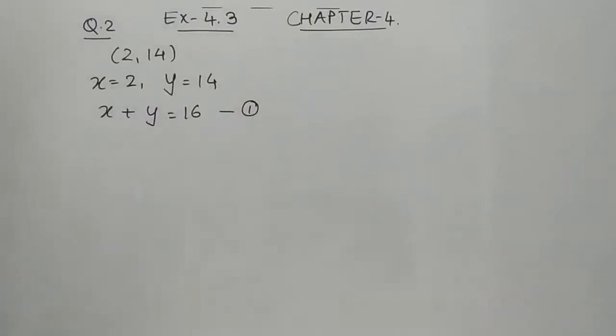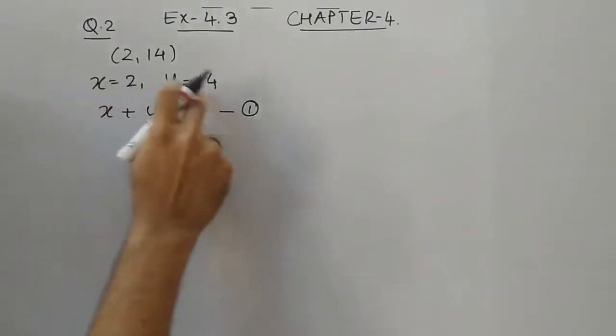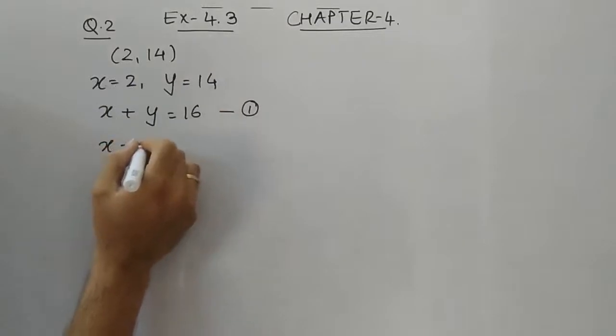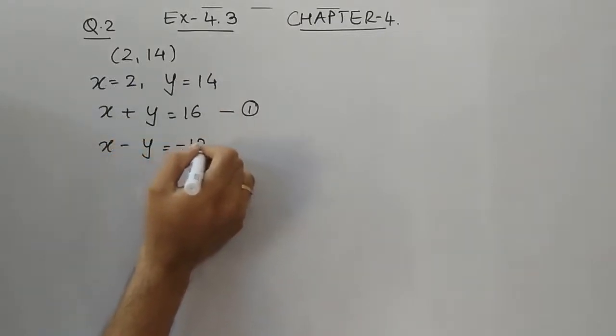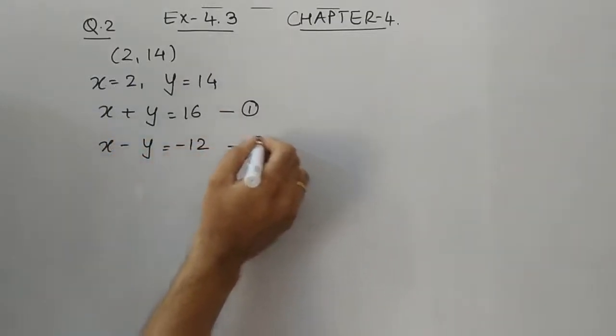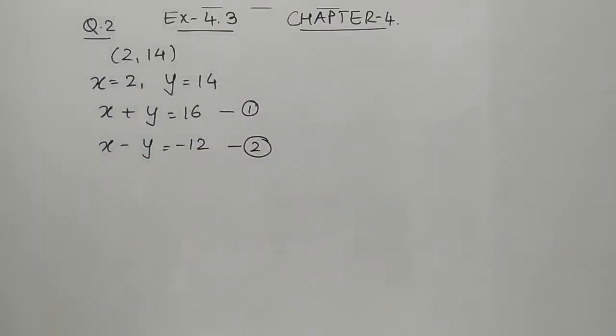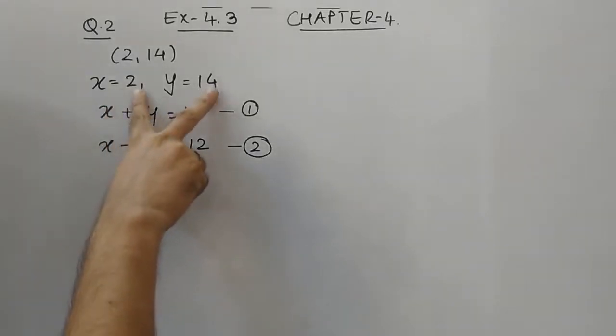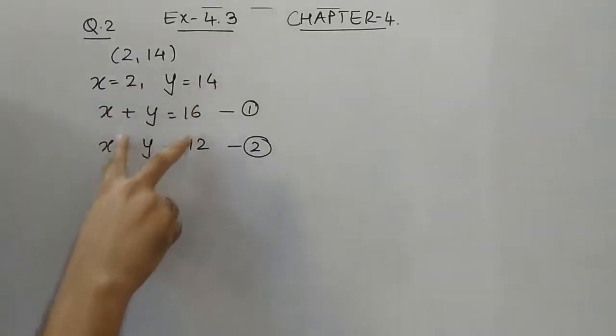दूसरा इक्वेशन हम कैसे बनाएंगे? You can do the subtraction. तो अगर मैं x minus y करूं, you can see I'll get minus 12. So now these two are the lines which we required, जैसा क्वेश्चन में पूछा है: give the equations of two lines which pass through this point. मतलब these values of x and y are the solution of both.